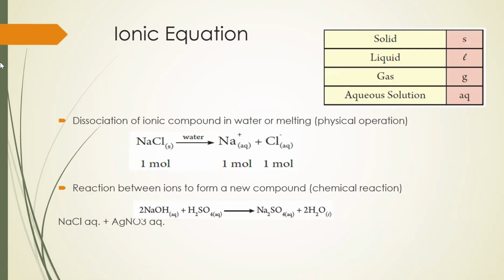First we have to know these symbols. S means solid, L liquid, G gas. Sometimes you find it as V, vapor, which is a gas state. And aq is the aqueous solution. Usually the ions come from aqueous solutions. Remember that note. Okay, so this is the decomposition of sodium chloride in water into its ions.